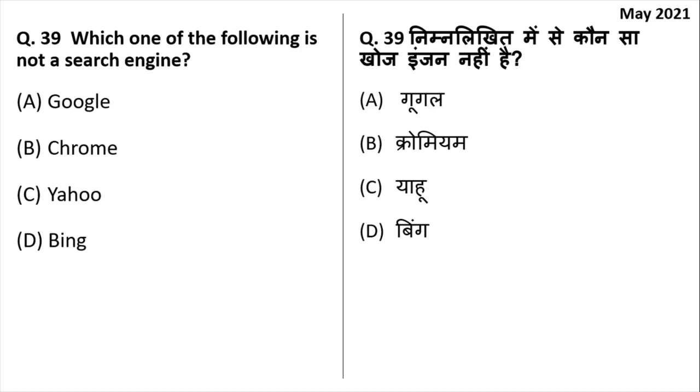Which of the following is not a search engine? So search engine is a kind of service that allows you to search documents on the World Wide Web. So Chrome is not a search engine because Chrome is a web browser. While Google is a search engine, Yahoo is a search engine, and Bing is also a kind of search engine. Chrome is a web browser. So web browsers are programs that help you to access the internet.